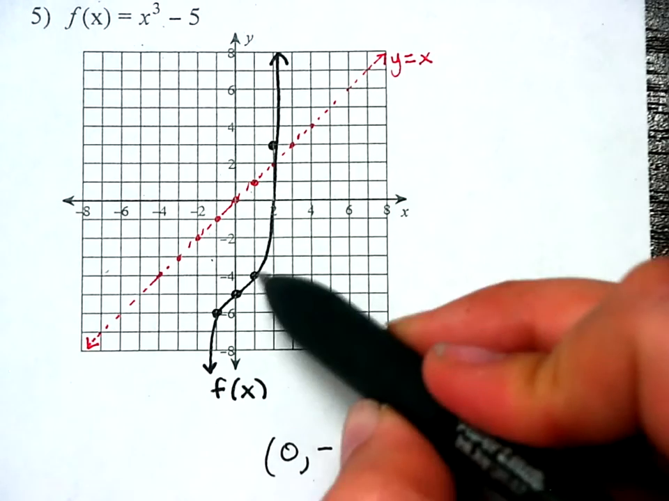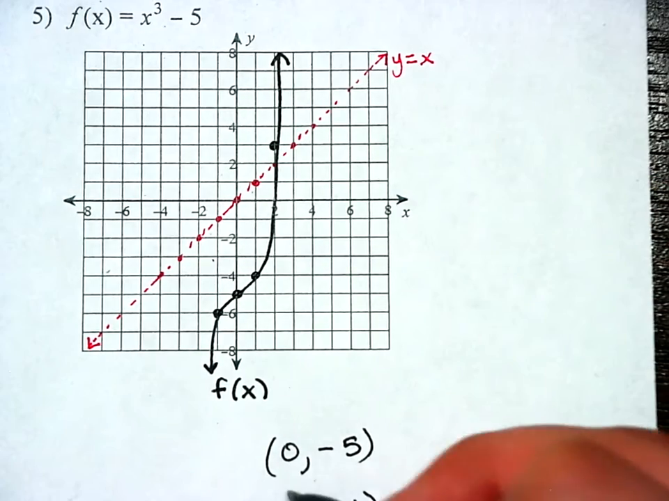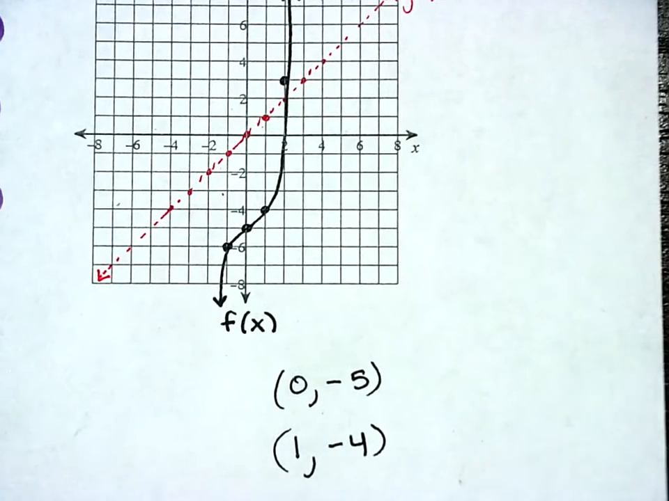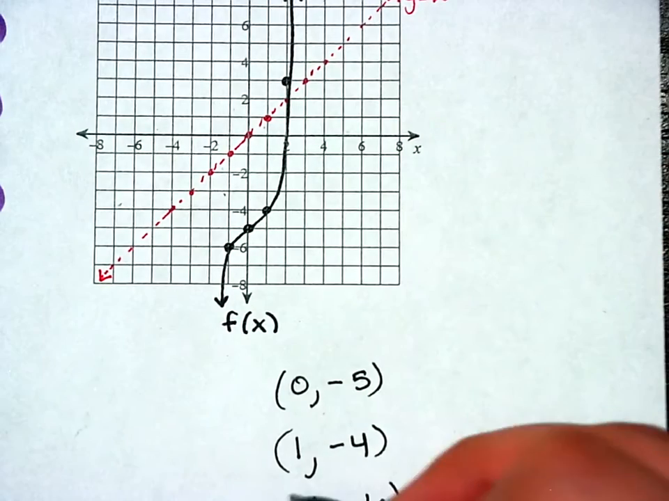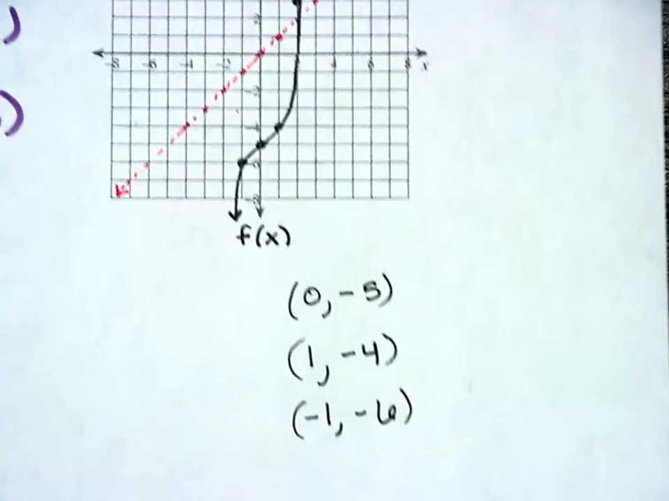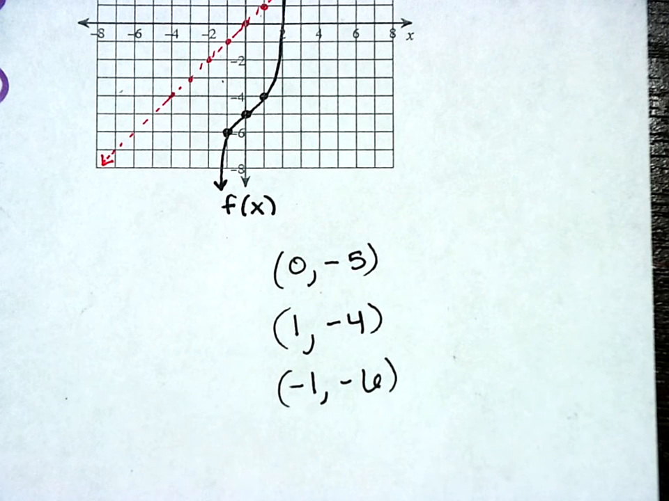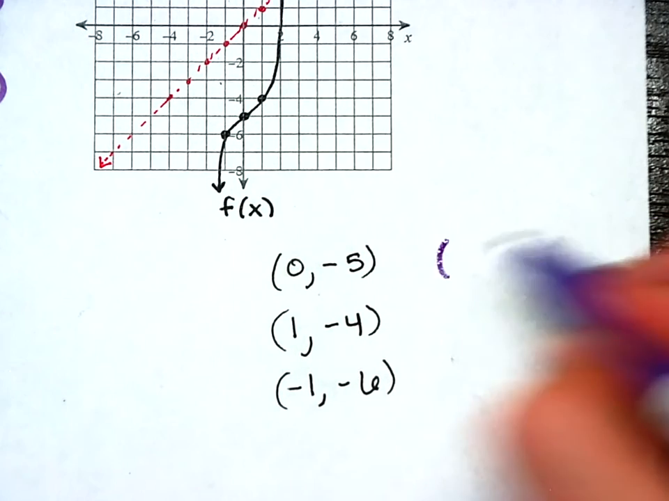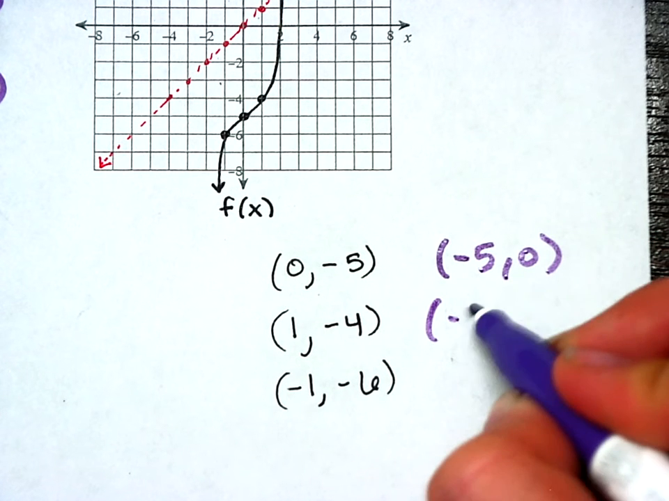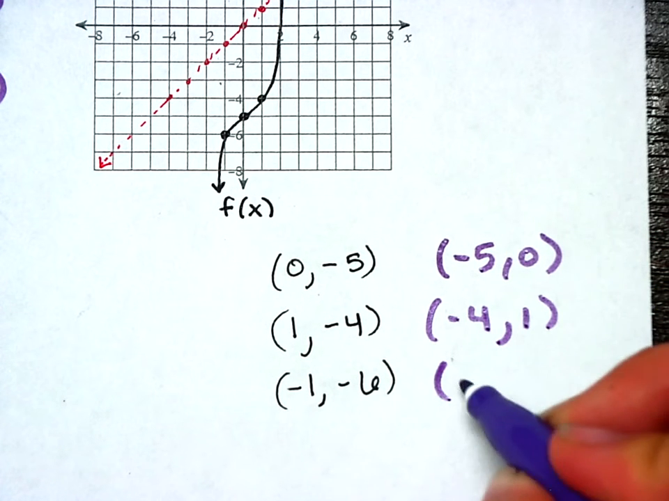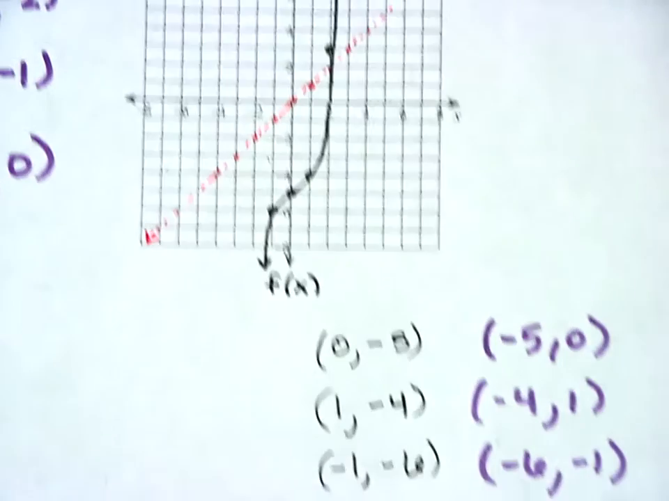I have the point 1, -4. And then I have the point -1, -6. So again, just like before, I'm going to switch the x and y values to find the points on my inverse. So now this is going to be the point -5, 0, -4, 1, and -6, -1. So now I've got some points that I can put on the graph.